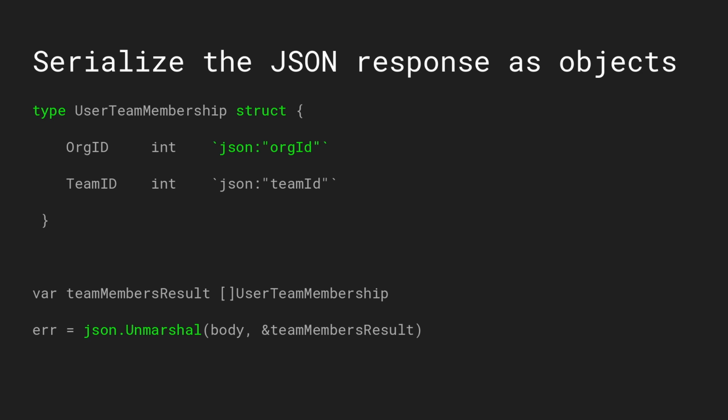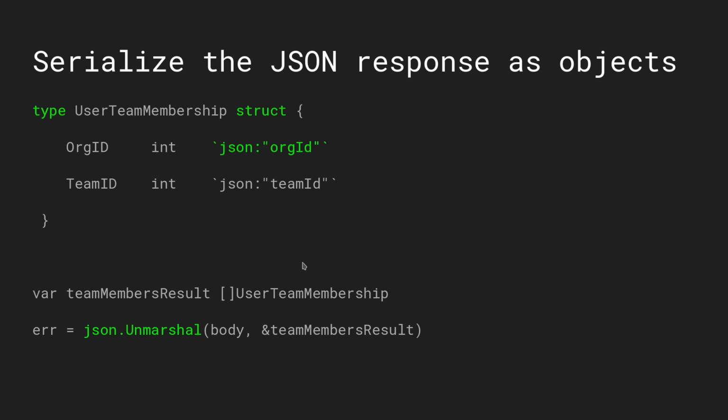So we have now read the response, but these are still bytes. We haven't really serialized them. We don't know if they are valid JSON either. So the next step is to use the Unmarshal function to convert the JSON response to a Golang struct.